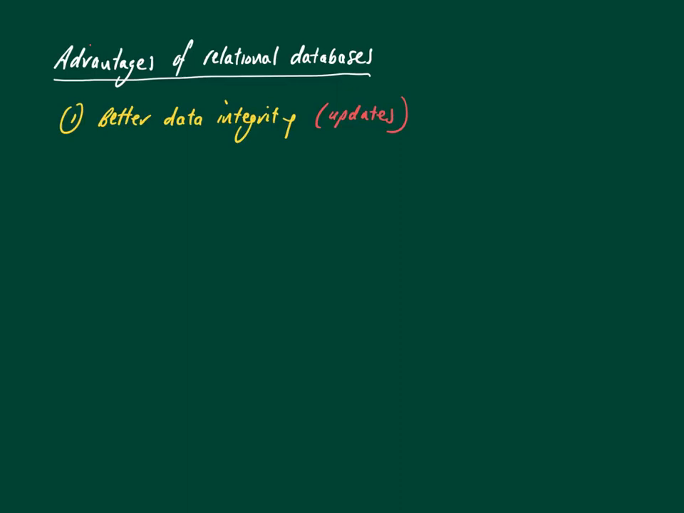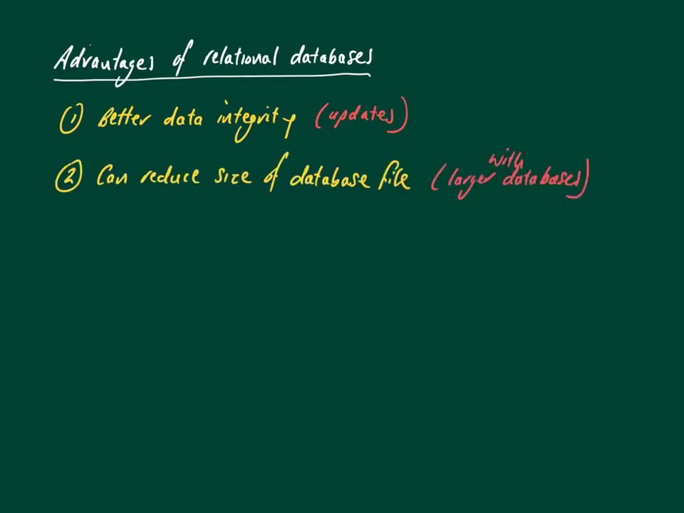So let's just summarise the advantages of relational databases that we've established in this video. Firstly, because you have reduced amounts of records in each of the separate tables, you've got better data integrity because you don't have to update multiple records anytime you want to change a phone number, for example.